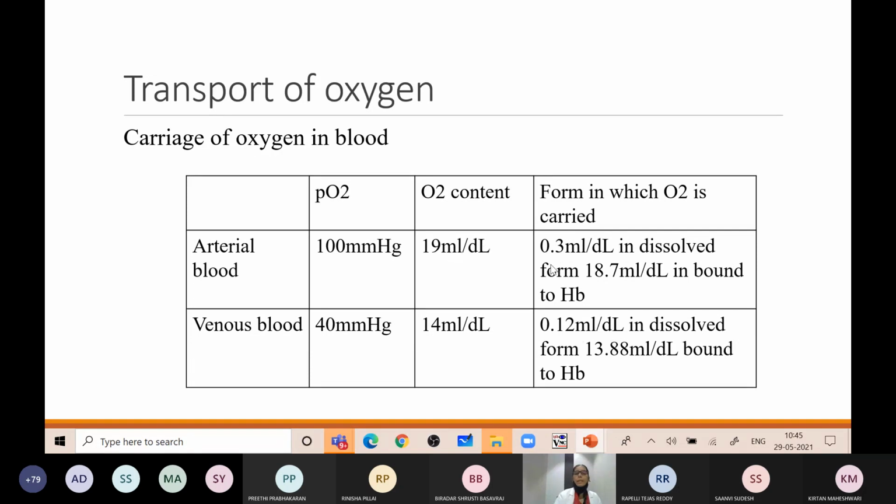So around 19 ml, 0.3 ml is carried in a dissolved form and 18.7 ml is carried in combination with hemoglobin. In case of venous blood, PO2 is 40 mm of Hg and oxygen content is around 14 ml. So here 0.13 ml per 100 ml is in a dissolved form and 13.8 ml per 100 ml is transported bound to the hemoglobin.